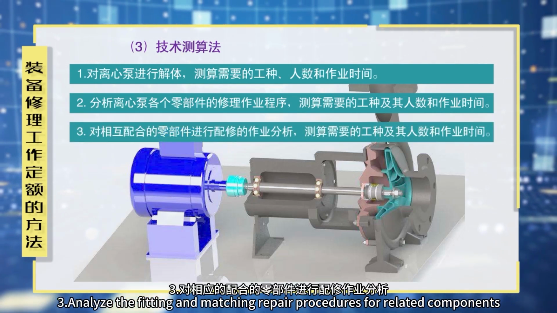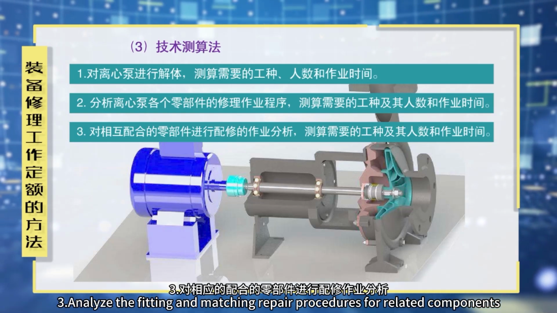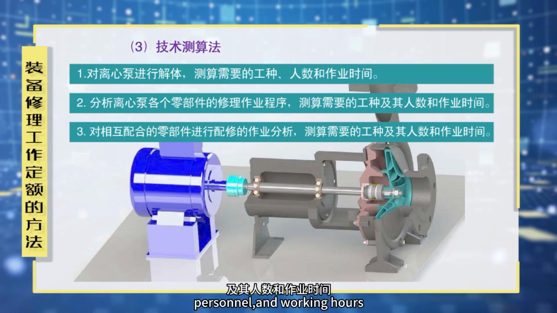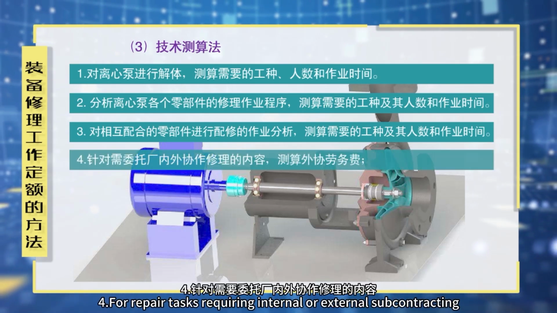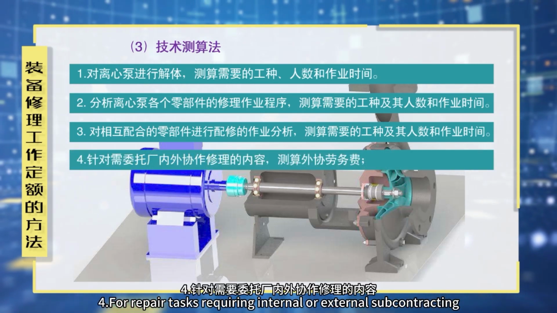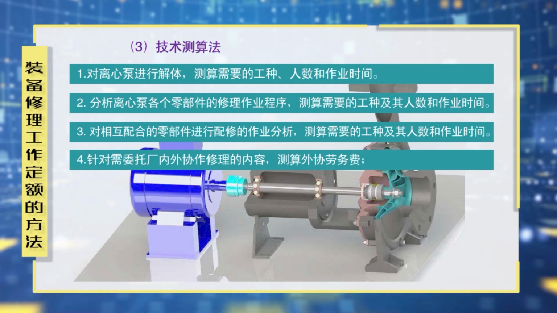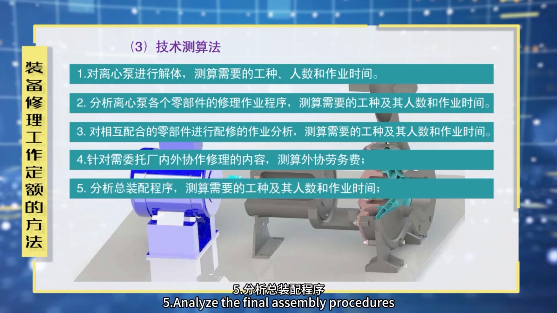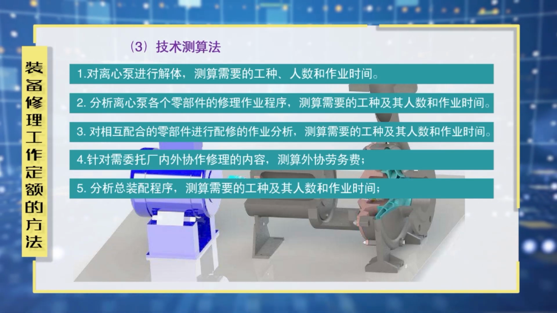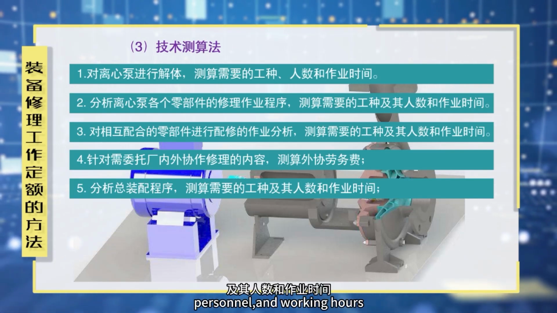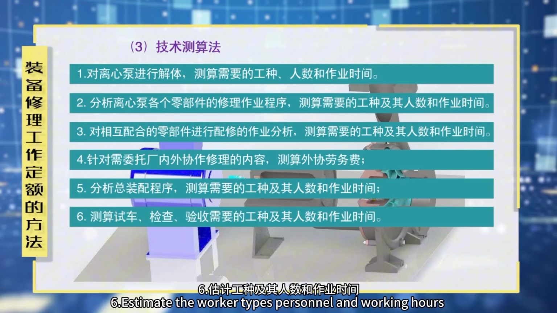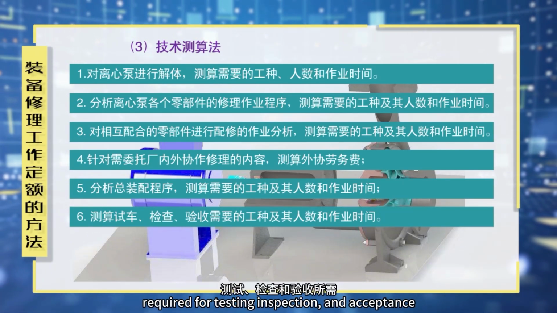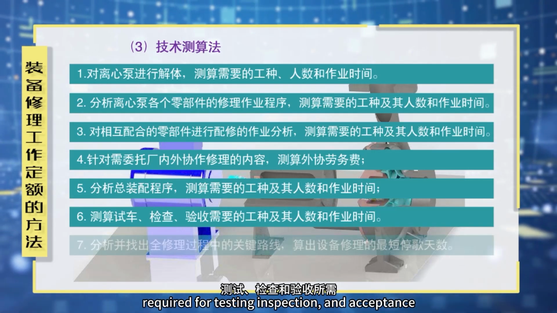Third, analyze the fitting and matching repair procedures for related components, and estimate the worker types, personnel, and working hours. Fourth, for repair tasks requiring internal or external subcontracting, estimate the outsourcing labor cost. Fifth, analyze the final assembly procedures, and estimate the worker types, personnel, and working hours. Sixth, estimate the worker types, personnel, and working hours required for testing, inspection, and acceptance.